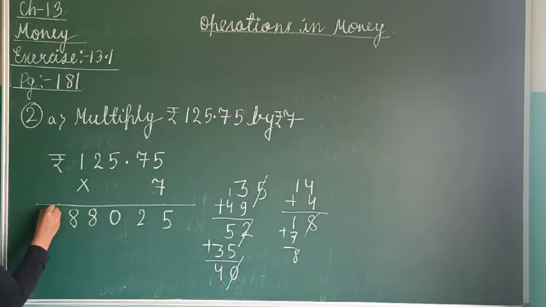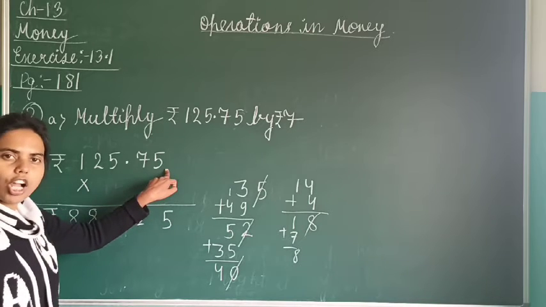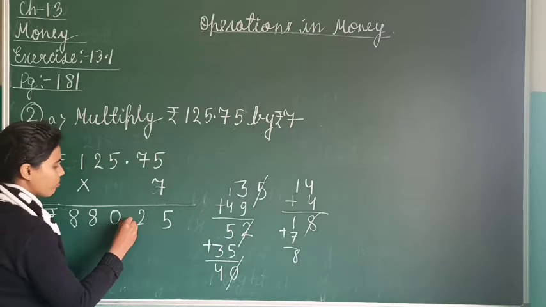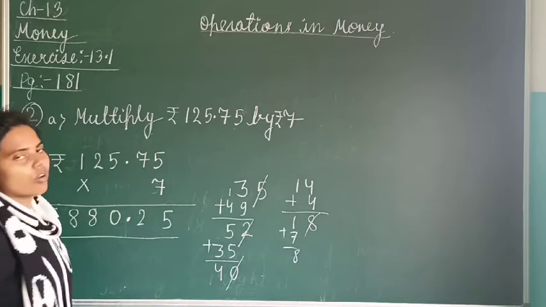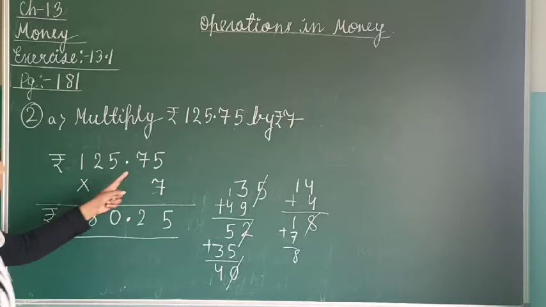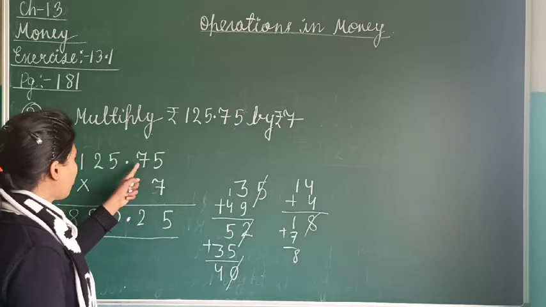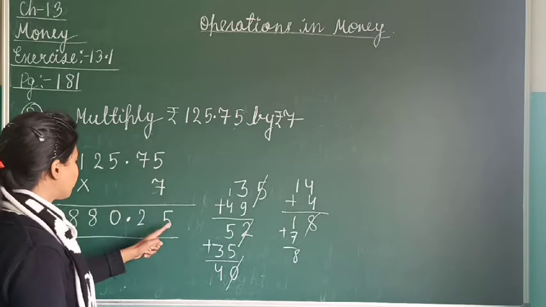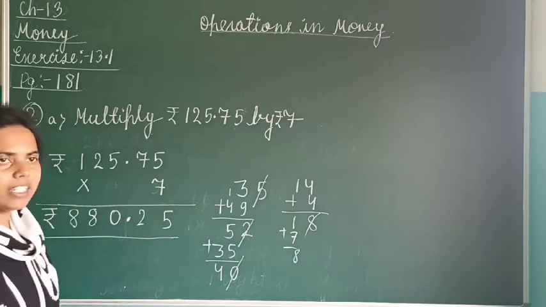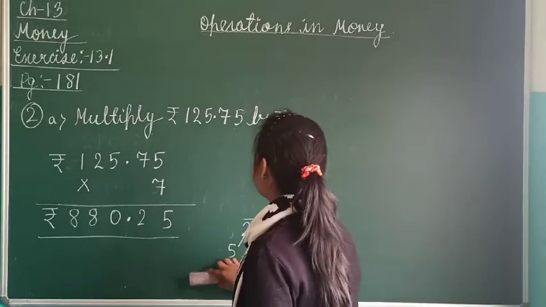Now this rupees you write here. Now you see, point is placed after how many numbers? Point is placed after 2 numbers. So here also after 2 numbers you put point. This is how you have to do multiplication. Nothing is there. Only what you have to do, you have to see after how many digits the point is placed. After 2 digits. So here also in your final answer, after 2 digits you will place the point. Clear? Now we will see one question of division.